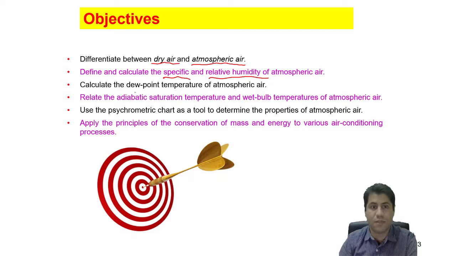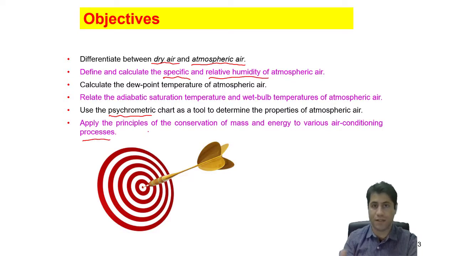We will calculate the dew point temperature of atmospheric air. We will relate the adiabatic saturation temperature and wet bulb temperatures of atmospheric air. We will learn to use psychrometric charts. I will introduce you to what a psychrometric chart is, and we will use that as a tool to determine the properties of atmospheric air. And finally, we will apply the principle of the conservation of mass and energy to various air conditioning processes.